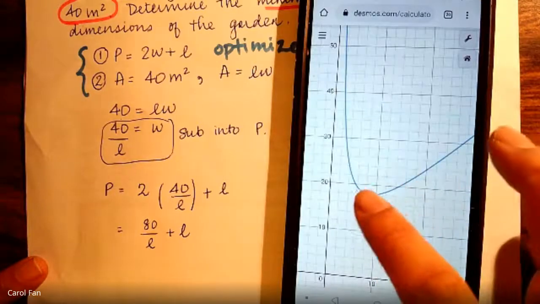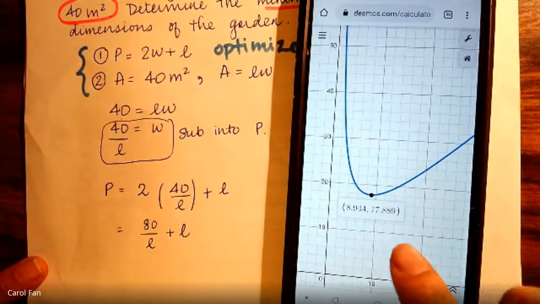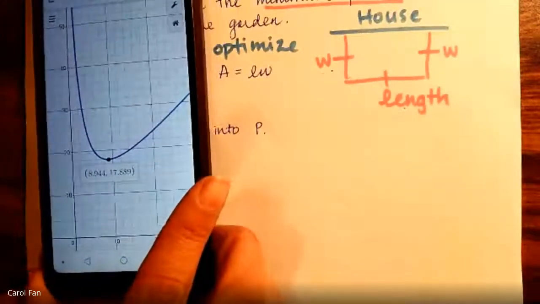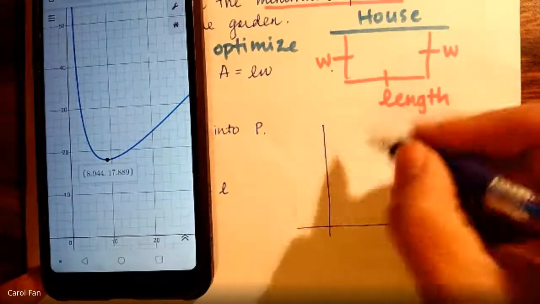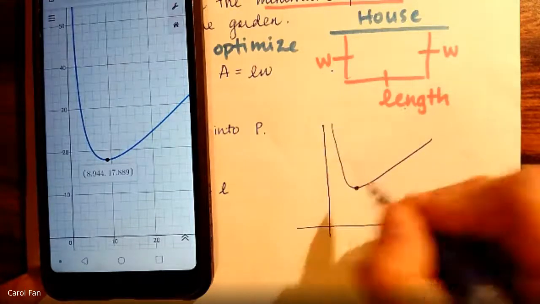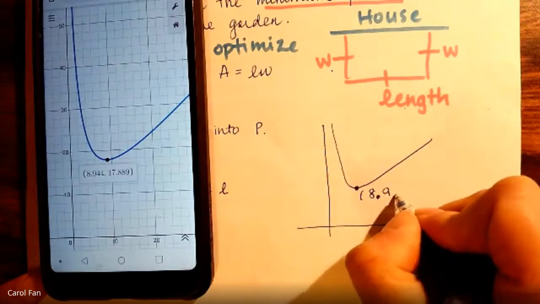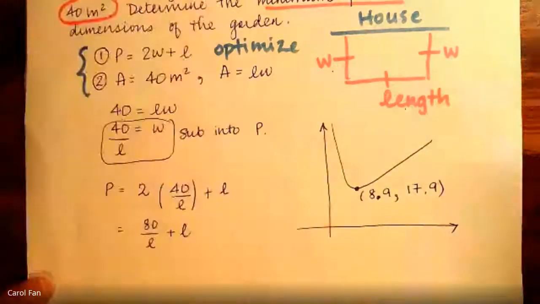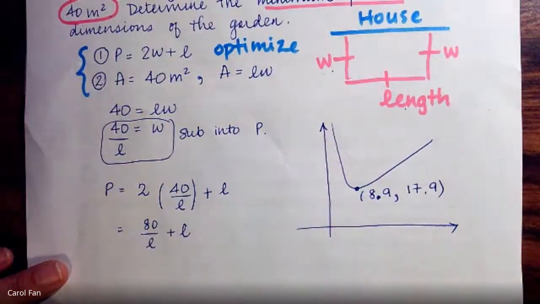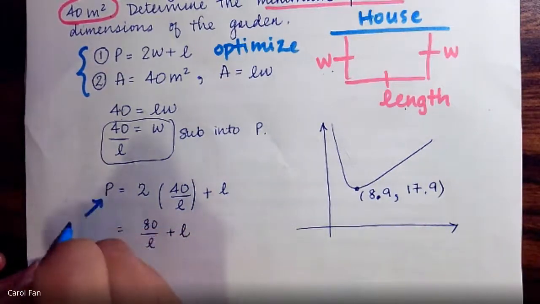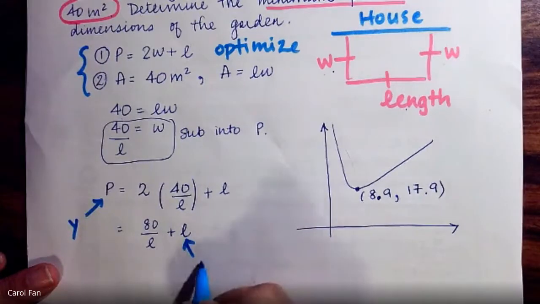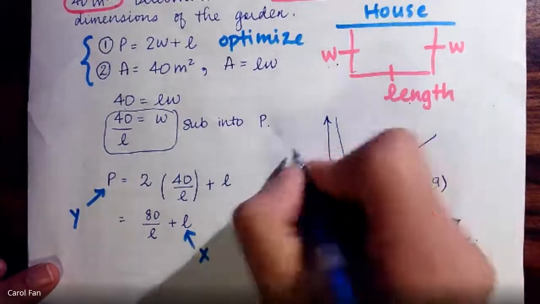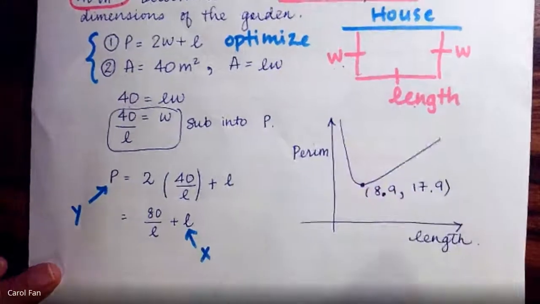So this is our graph, and it gives us a minimum value. The minimum value in this case is 8.944 and 17.884. I'm just going to put this to the side, and I'm going to sketch it roughly. So it looks something like this. 8.9 and 17.9. Once again, let's simplify our x and y axes. So our y-axis is represented by the letter P, and our x-axis is represented by length. So we have length, and my y-axis, I have my perimeter.